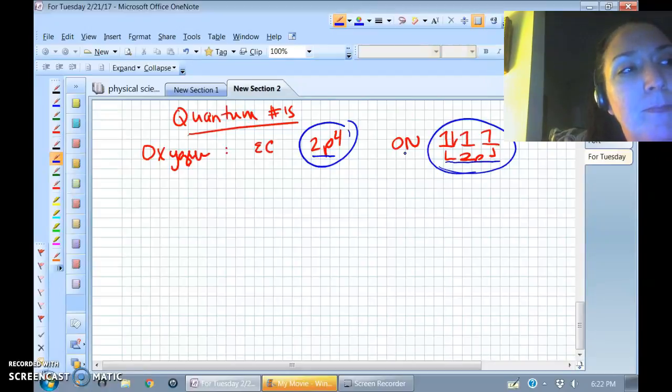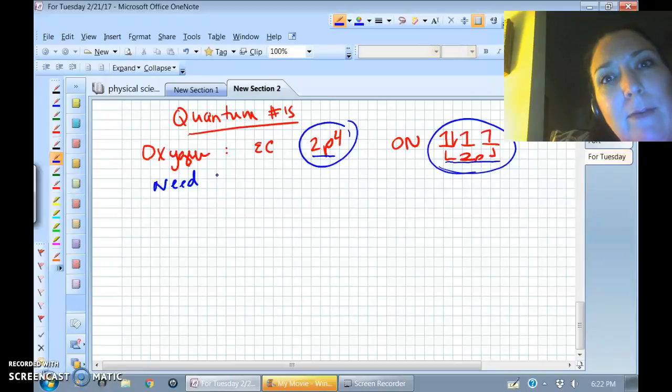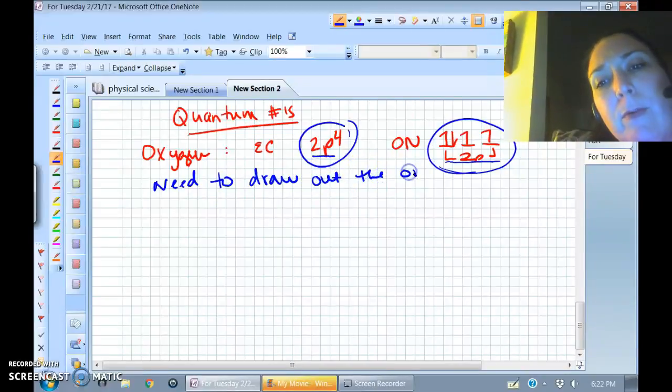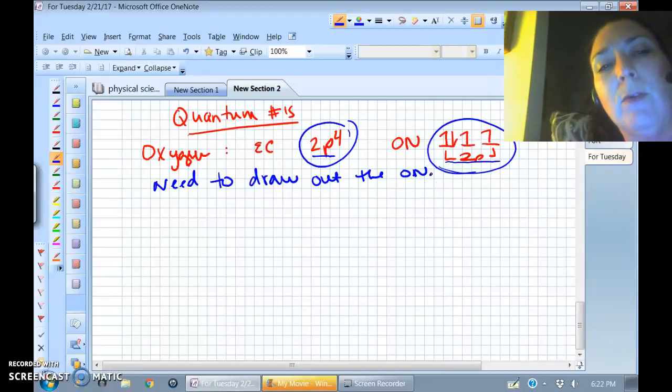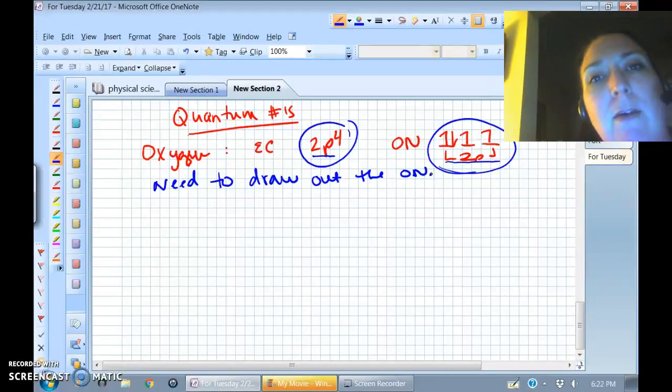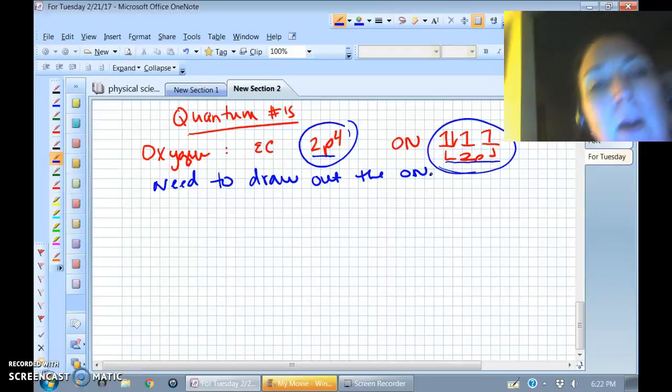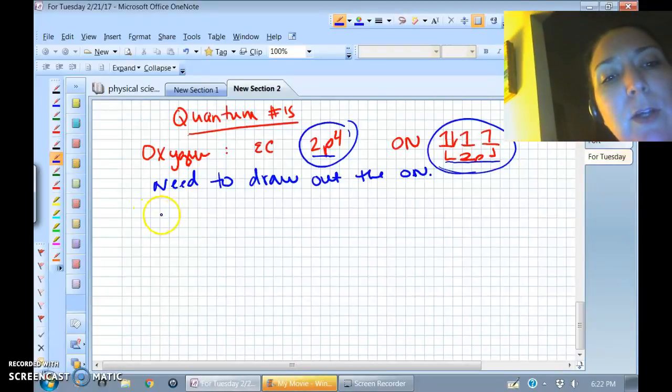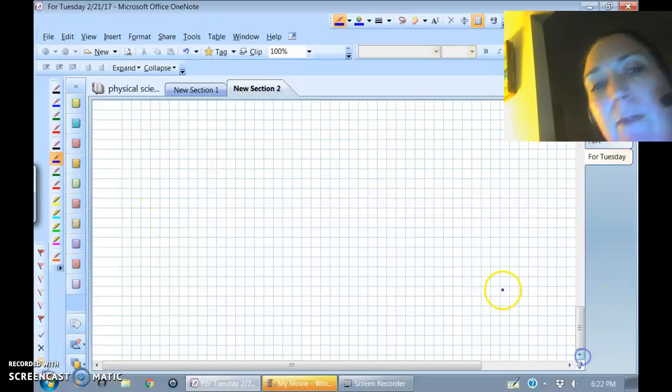Alright, so here we go. First thing you're going to need to do for quantum numbers is, once you get really used to it, maybe you don't have to have it, but for right now you guys need to draw out the orbital notation. Once you become awesome, you might be able to skip that step, but for now you really need to do it.